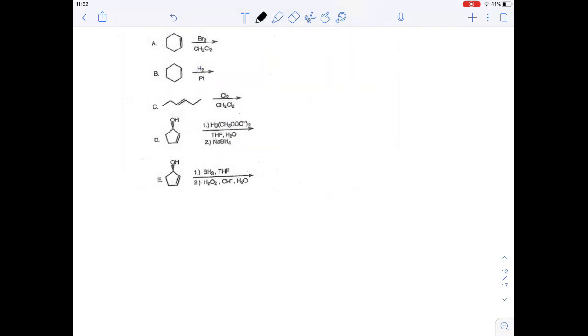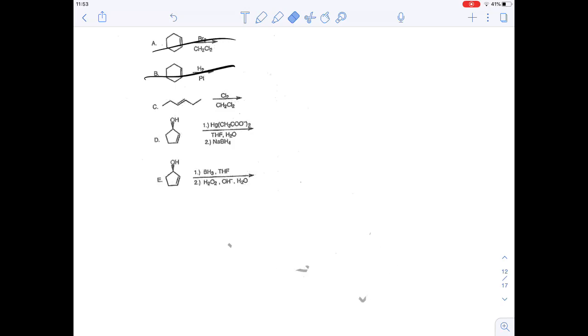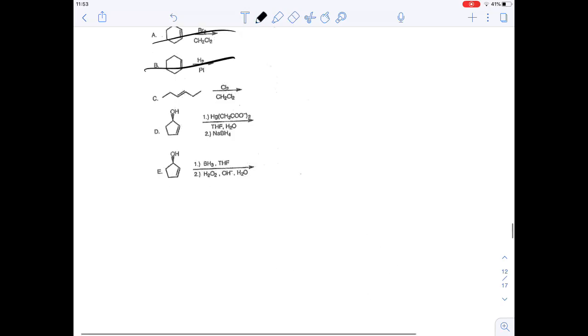Okay. The next one, H2/Pt, although they don't make you memorize the mechanism, the only thing that this does is add syn hydrogens across a double bond. So this means the hydrogens are going to add with the same stereochemistry. They're either going to be both dashes or both wedges. I usually see them drawn as both dashes. But the final compound is not even going to have chiral centers because it's going to look like this. So it's definitely not B, and it's not A. We can keep going.